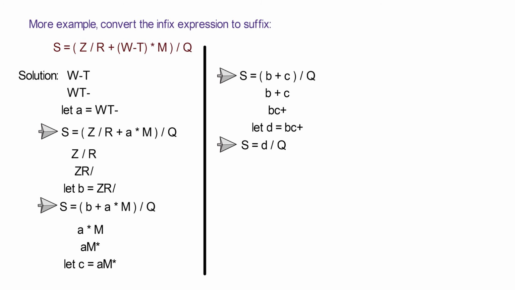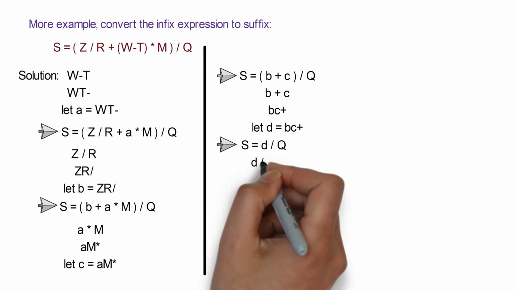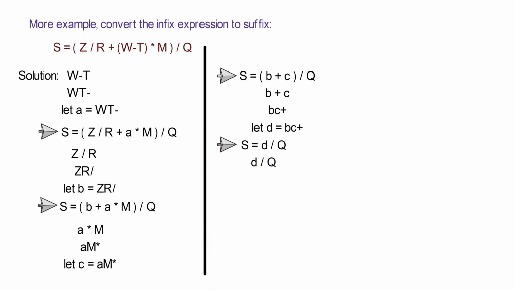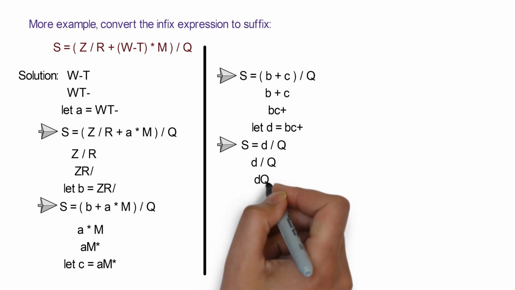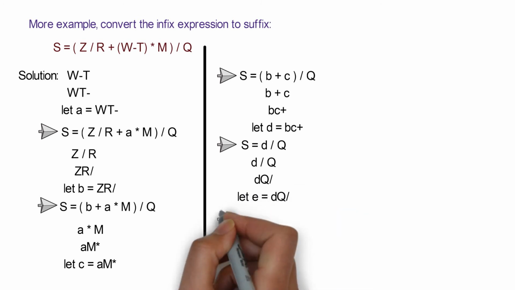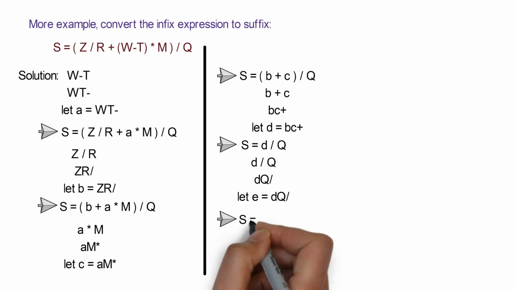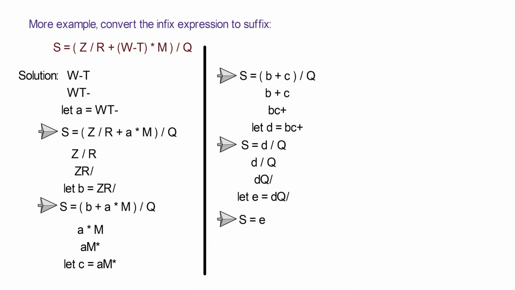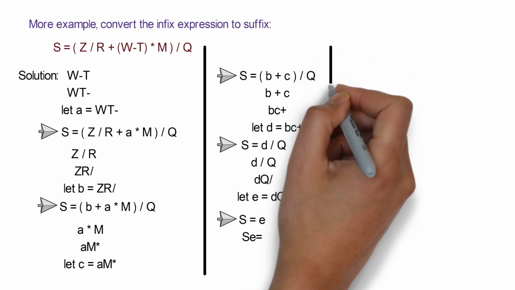Don't give up, guys, we are getting to the end. We now tackle D slash Q since the division has a higher precedence than the equal to sign. Therefore, our suffix becomes DQ slash. We will equate that to E as usual and then rewrite the expression again, giving us S equals E, which also gives us SE equal to as its suffix form.